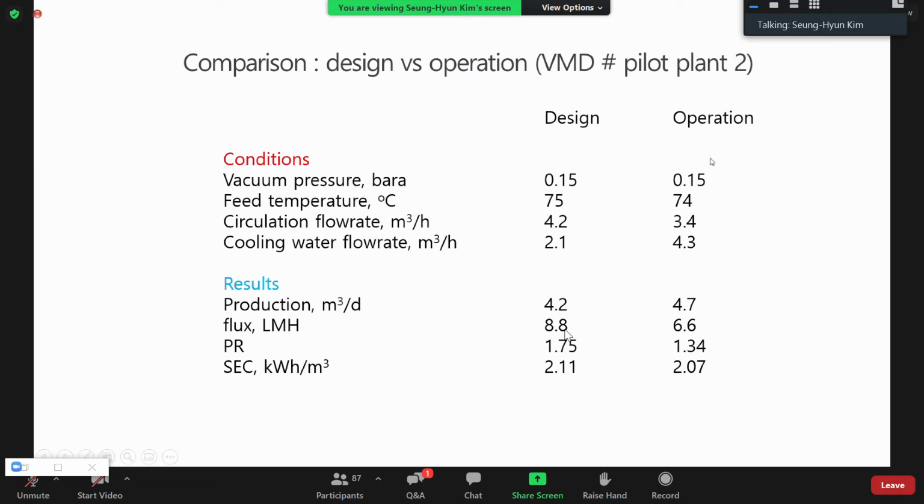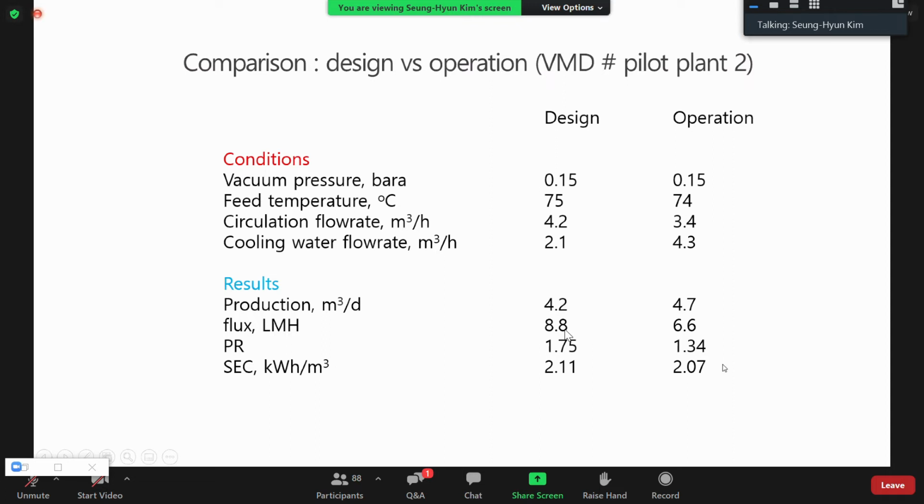Actual operation, similar conditions, the only difference is circulation flow rate, 3.4. We have a higher production, but you can notice flux is lower. Is it because the module number was different? Here, design is 2 modules. In this operation, we got this result with 3 modules, so the flux was a little lower. The PR was also lower.